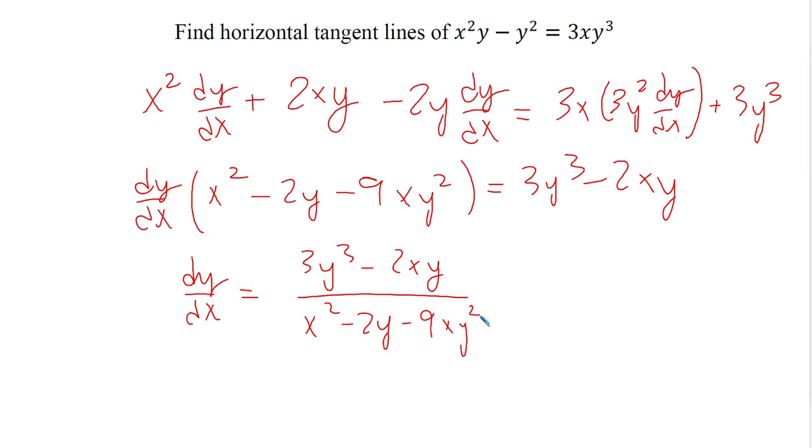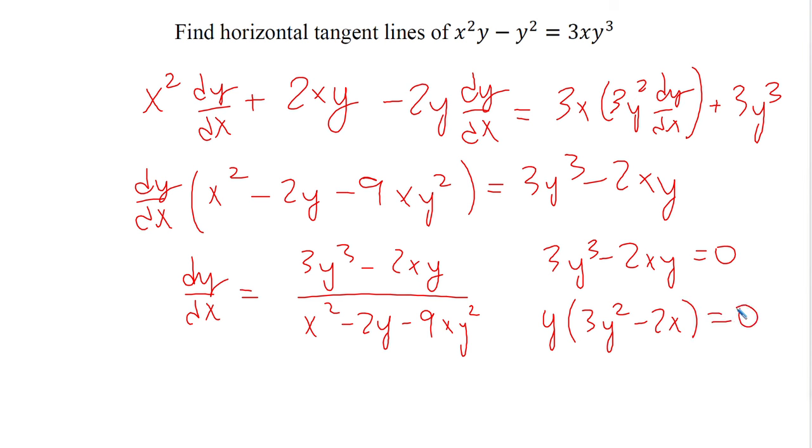And to figure out when this has horizontal tangent lines, we'll just set the numerator of our derivative equal to 0. So 3y cubed minus 2xy is equal to 0. We'll factor out just a y from that. And so we end up with y times 3y squared minus 2x is equal to 0, which gives us that y is equal to 0, or we could say 2x is equal to 3y squared, or x is equal to 3y squared over 2, or 3 halves y squared, or however you want to look at it.